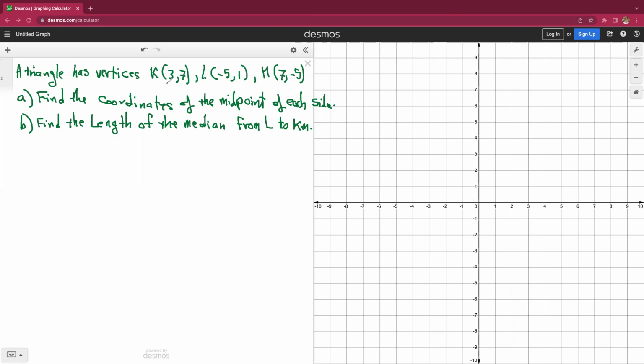So a triangle has vertices K, 3 and 7, L, negative 5 and 1, M, 7 and negative 5. So what does vertices mean? Let's draw these points first. So we have 3 and 7. L, negative 5 and 1. And K, 7 and negative 5. Let's draw this triangle connecting these points.